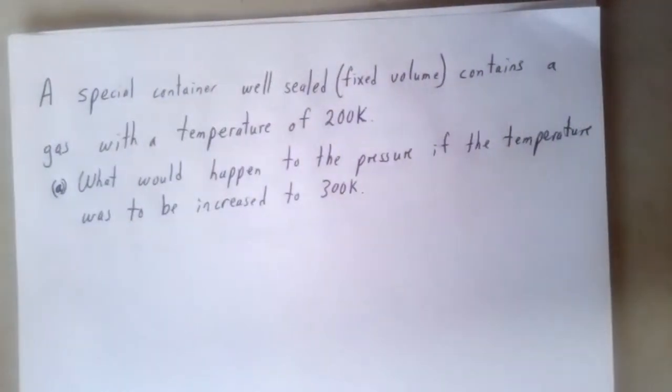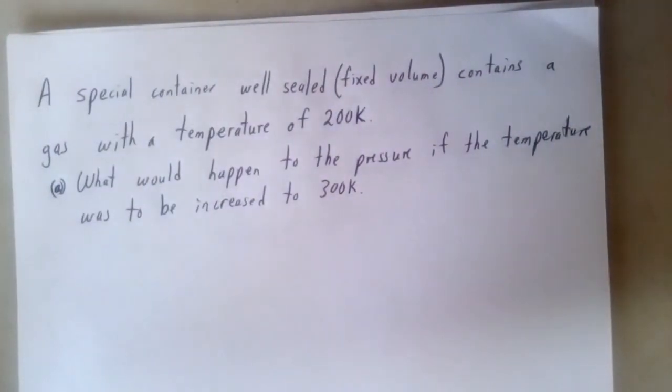here we have the next type of question. A special container, well sealed. What does that mean? A fixed container, a container that is locked, that cannot be opened, that does not have a leak. Once sealed, it contains a gas with a temperature of 200 Kelvin. What would happen to the pressure if the temperature was increased to 300 Kelvin?